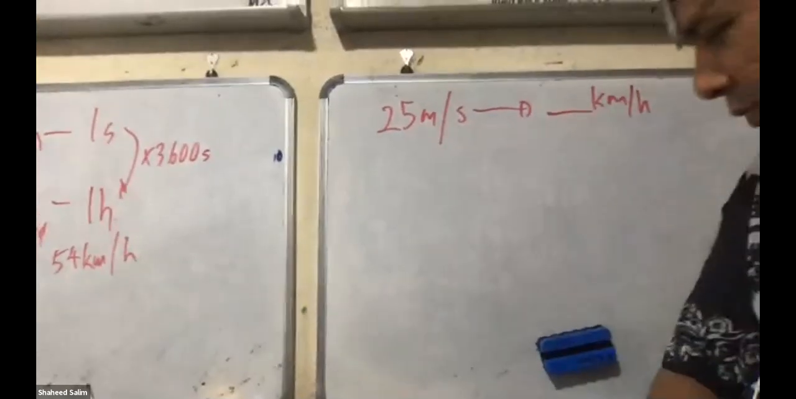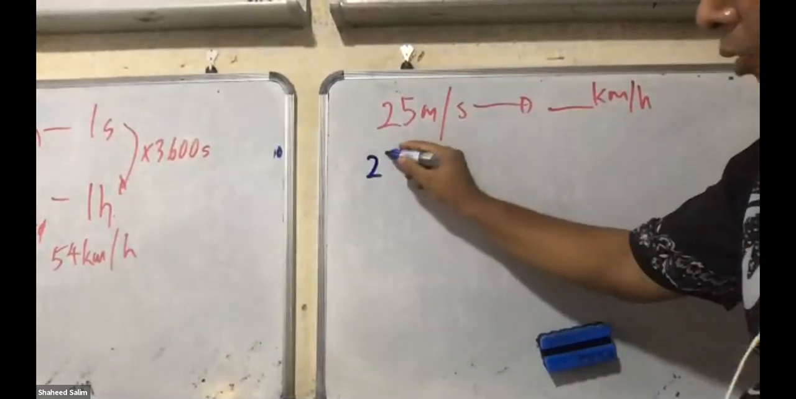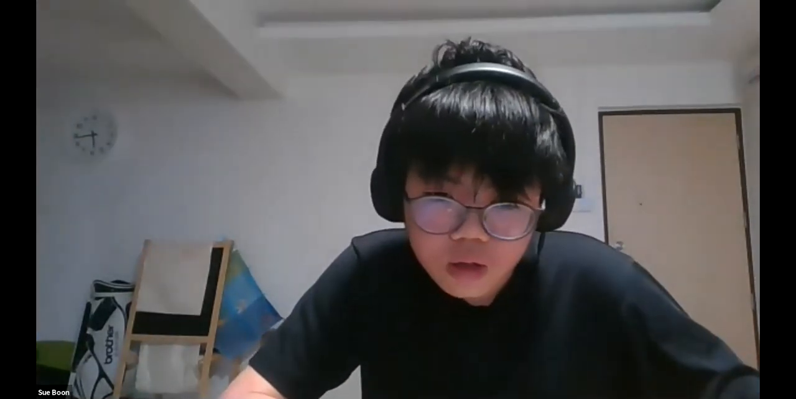Can, Edmund? We do step by step lah. Okay, we do step by step. You tell me what to do. I'm going to write this down. 25. What to do? You want to use 25 divide 25.